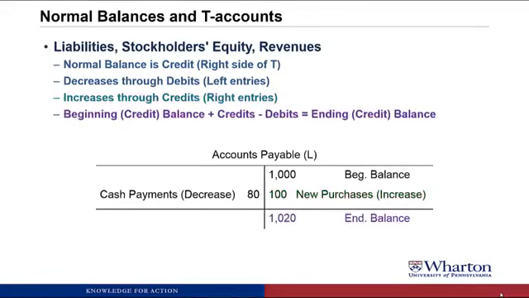At the end of the period, we draw a line, add up the credits, and subtract the sum of the debits. We get an ending balance of 1020, which sits on the credit side or right side because it is a credit balance account.